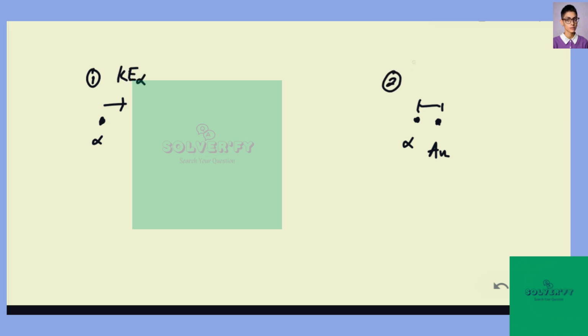At the distance of closest approach, we expect that the particles are at rest, right? They are not moving because all of the kinetic energy must have been converted into electric potential energy. So by conservation of energy, the total kinetic energy at the start, which is the kinetic energy of the alpha particle, must be equal to the electric potential energy. And we can calculate that based on the distance of closest approach.